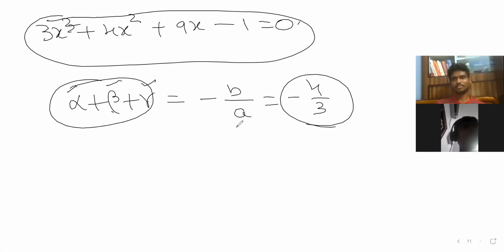You are not finding the zeros. You are finding the addition of the zeros, the product of the zeros. So if, for example, after using the formula I find the addition of the zeros, then how to find the separate zeros? Now we will get to know how to find the separate zeros, right?